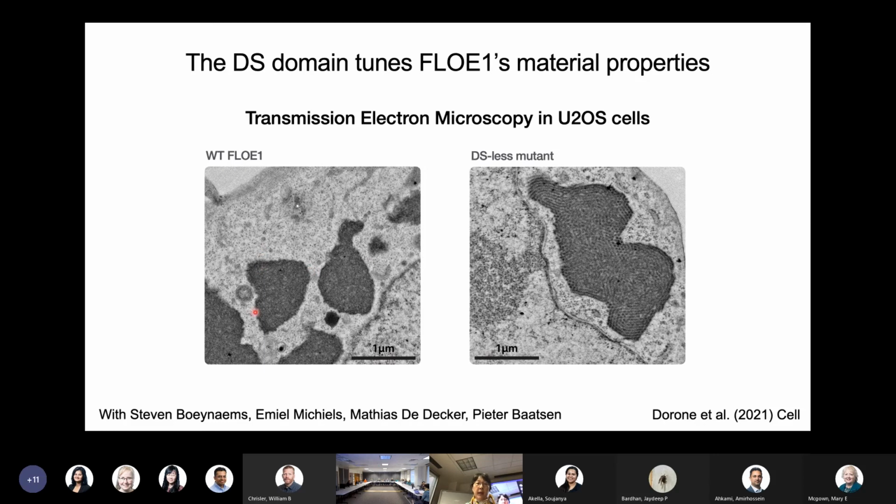This is TEM. This is what the liquid droplet looks like. This is in human cell lines, actually. And then this is, remember I told you the solid-like state of the DS-less mutant? This is what it looks like at ultrastructural level. It kind of looks fibrous. You can see these potential rods going in. We would love to see this, maybe do cryo-EM, and cryotomography would be great.